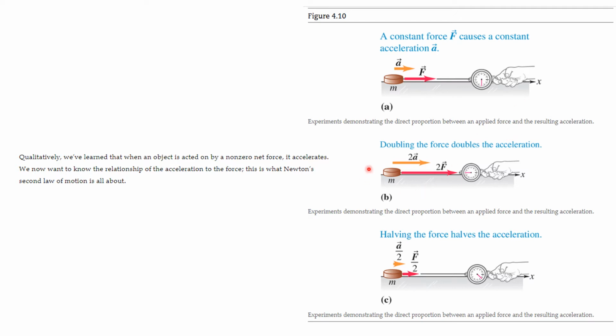If we double the force, we double the acceleration. Again, that demonstrates a direct proportion between the applied force and the resulting acceleration. Similarly, if we halve the force, it halves the acceleration. Again, demonstrating that these are directly proportional.